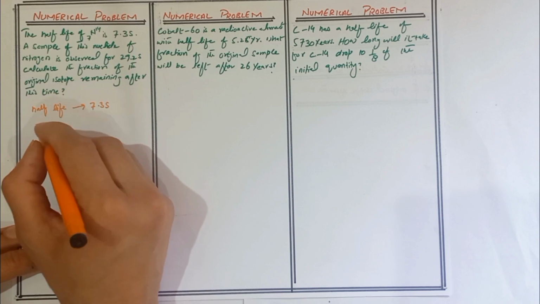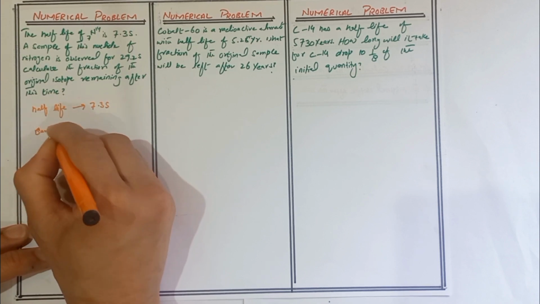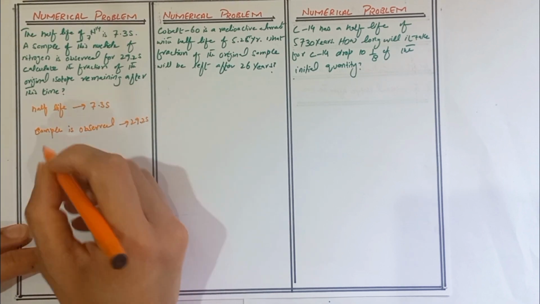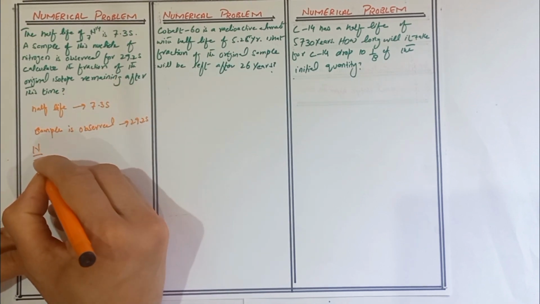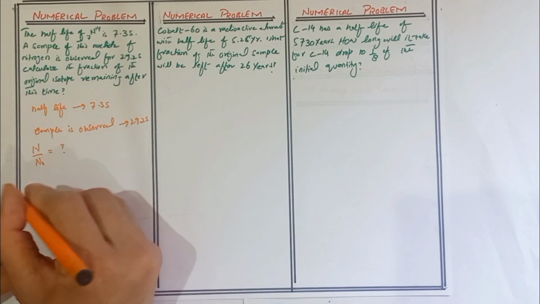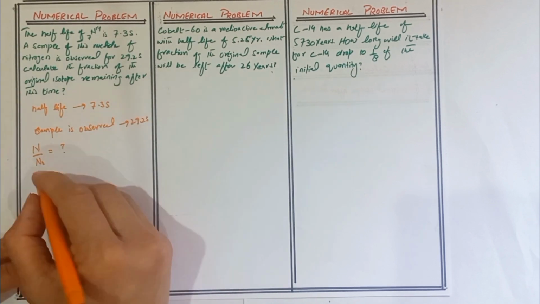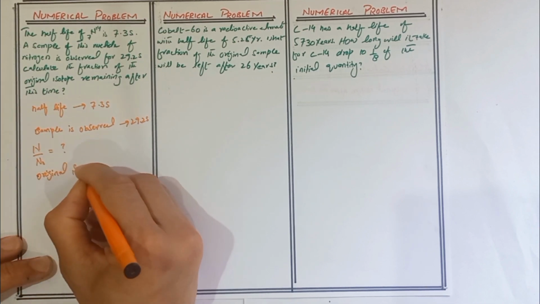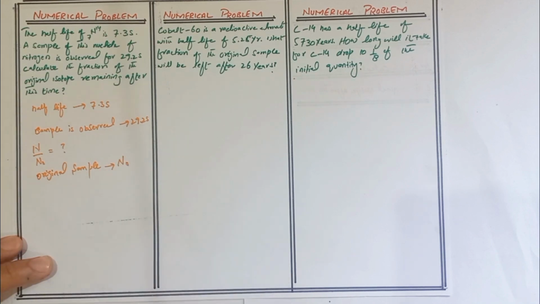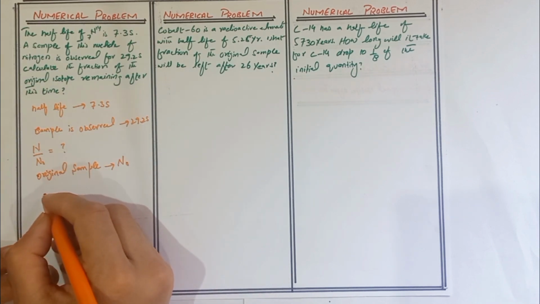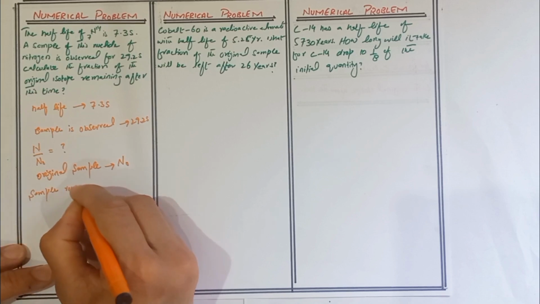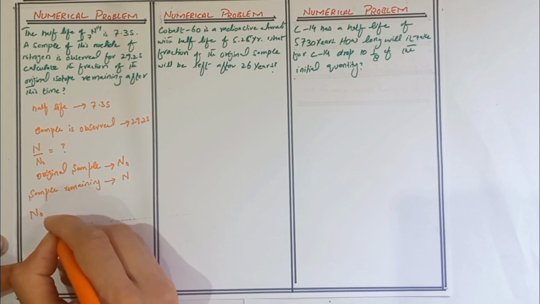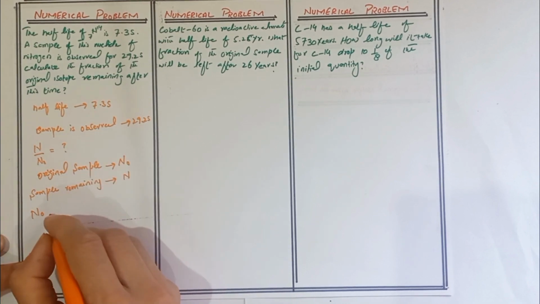The sample is observed for 29.2 seconds. Calculate the fraction of the isotope. Here we calculate the fraction of the isotope. So for the half-life, we take the nitrogen, the original sample, we take N naught, and the sample remaining is N.